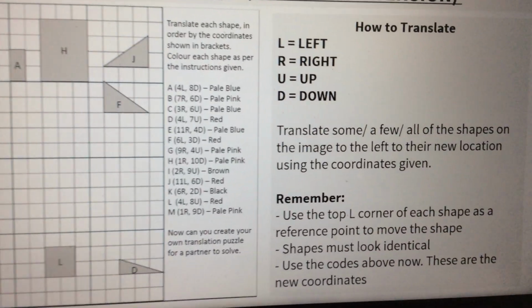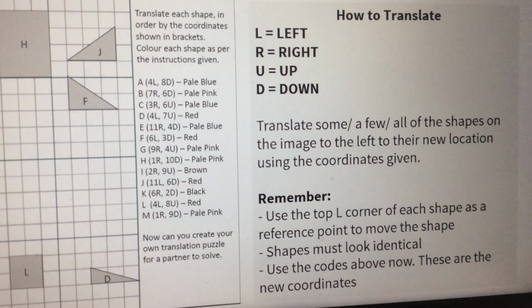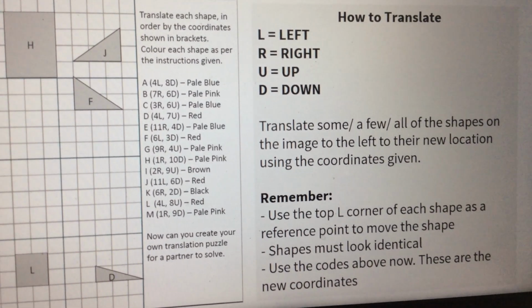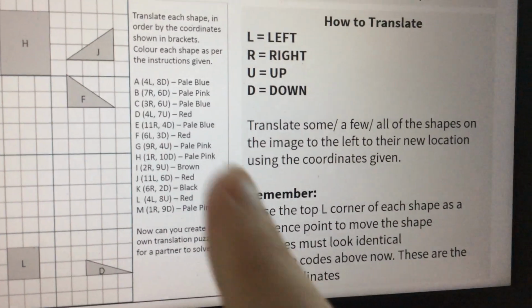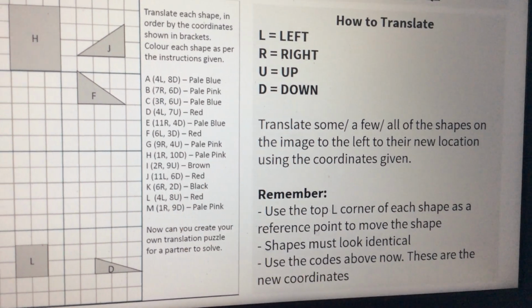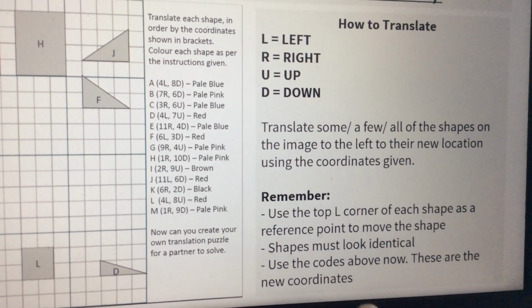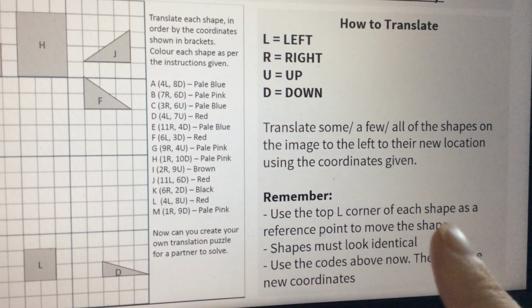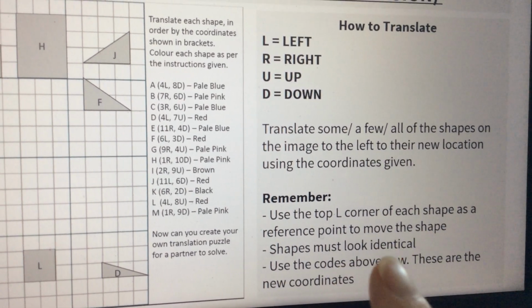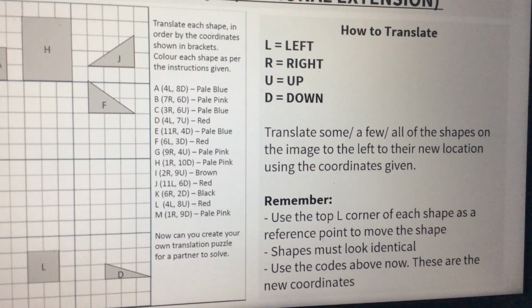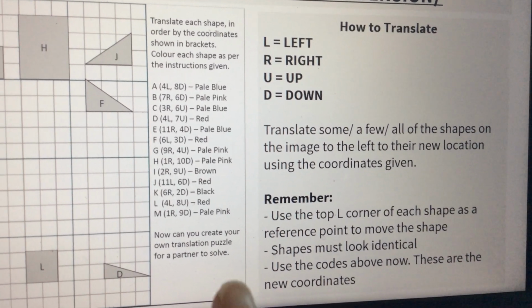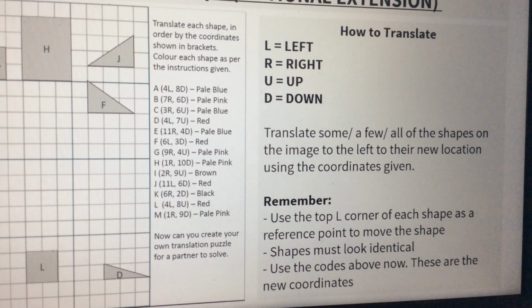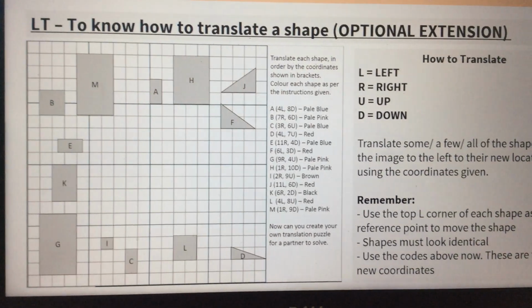So it says, translate some, a few, or all of the shapes on the image to the left to their new location using those coordinates as your instructions. Remember, use the same left corner of each shape as a reference point to move the shapes. Shapes must look identical, so when you finish, make sure that they do look exactly the same. Use the codes here to help you. Okay, so have a go with that.